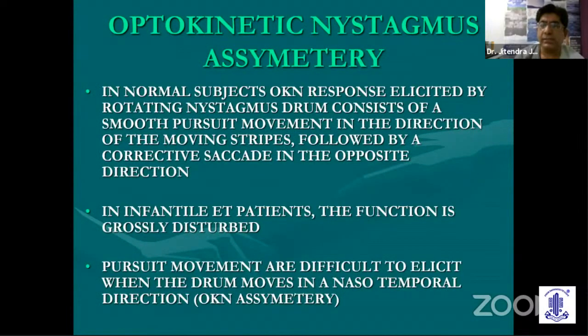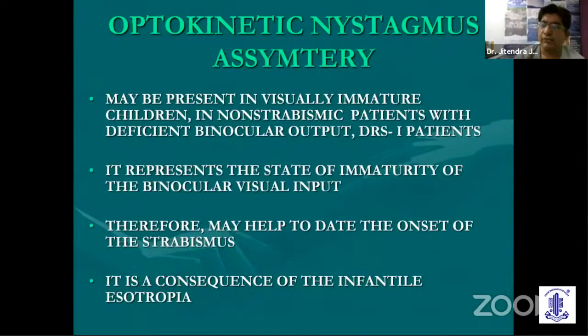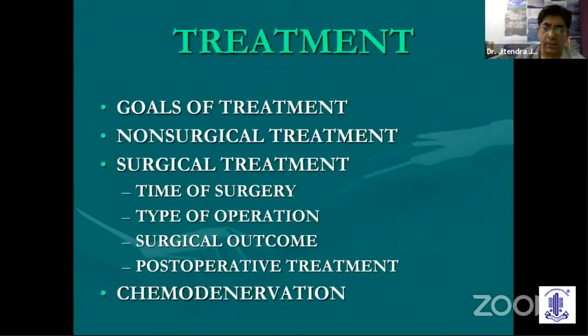Optokinetic nystagmus is elicited by rotating a drum. Basically, there is a smooth pursuit movement which goes along the moving stripes, followed by a corrective saccade. So the fast phase is on the opposite side of the drum, on the side which the drum is moving. So pursuit movements are difficult to elicit when the drum moves in nasal to temporal direction, and this is known as OKN asymmetry, which occurs if the binocular function is disturbed very early in life. So it is not a true sign of infantile esotropia. It can occur even in DRS patients, but the point being that it does give you an idea whether this is an infantile esotropia or a late acquired onset esotropia.